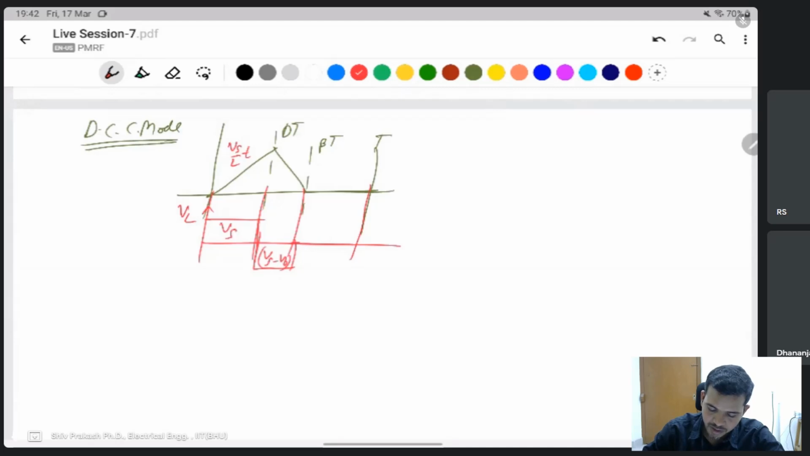Remaining time is 0. The same as, apply a volt-second balance. You can say volt-second balance or flux balance, as same as in a capacitor, current-second or charge balance. Volt-seconds means flux balance of the inductor.